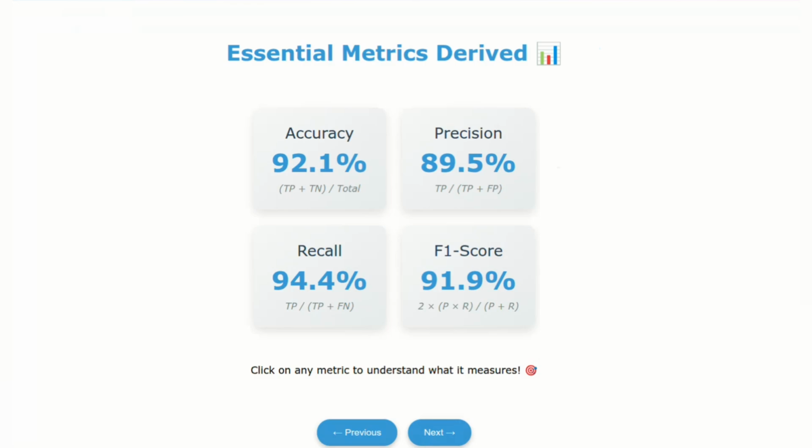F1 score. F1 score equals 2 times precision times recall divided by precision plus recall. This gives us a balanced measure between precision and recall. F1 equals 2 times 0.895 times 0.944 divided by 0.895 plus 0.944 equals 91.9%. Each metric tells us something different about our model's performance, and the best choice depends on your specific use case.